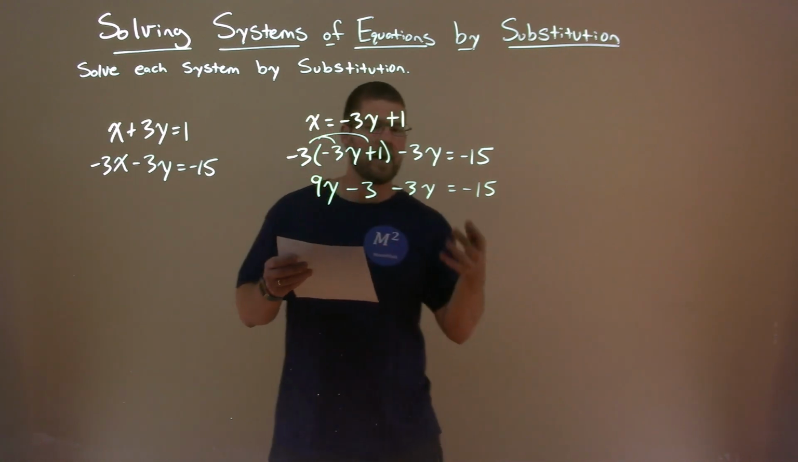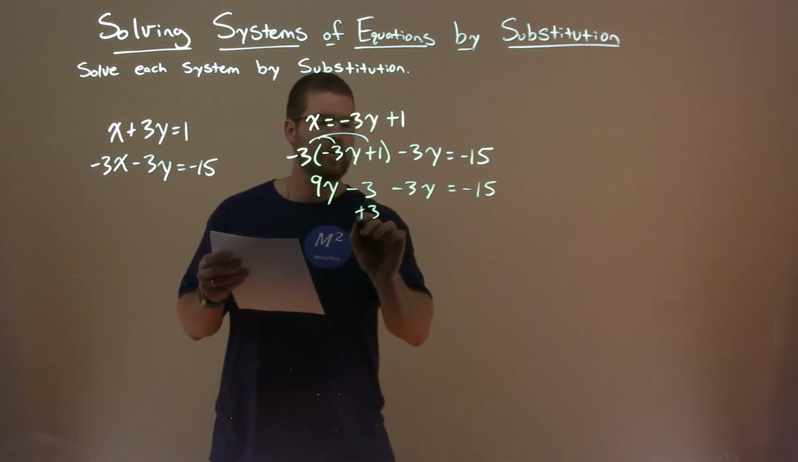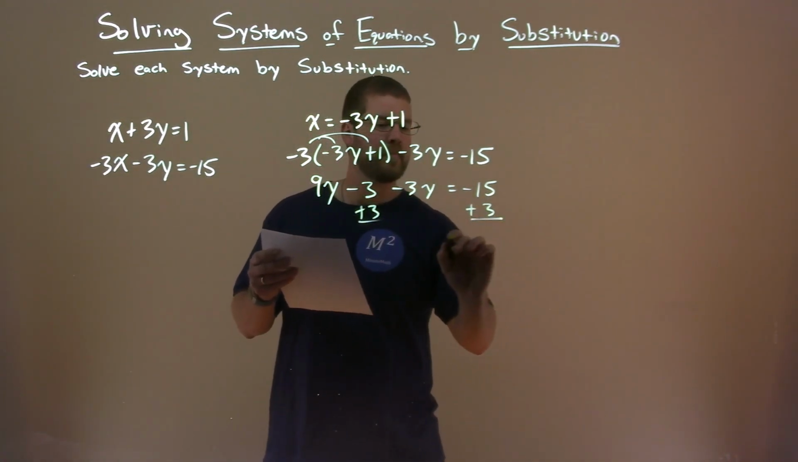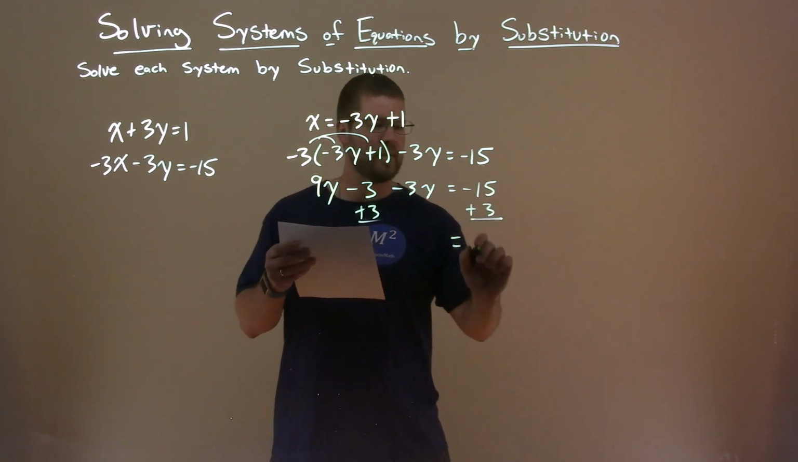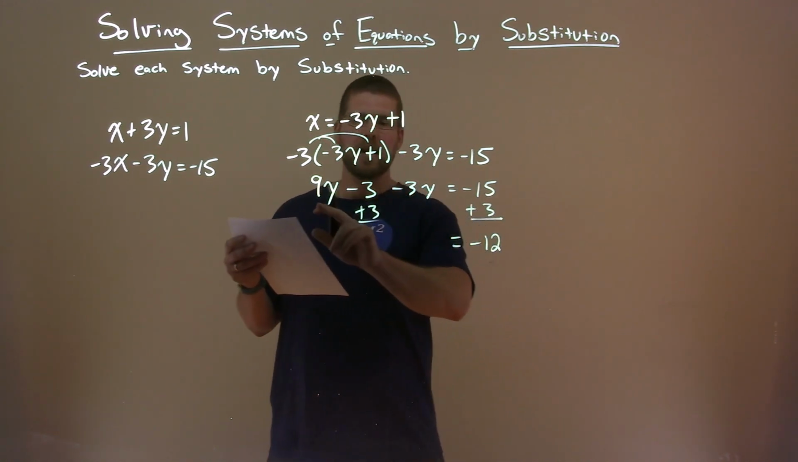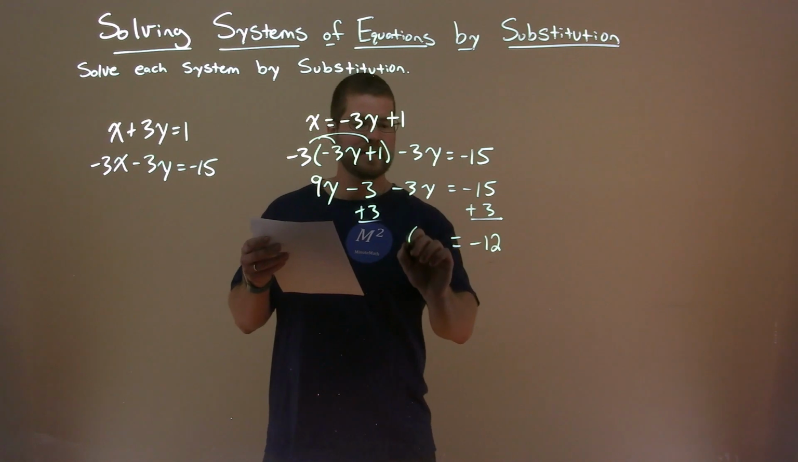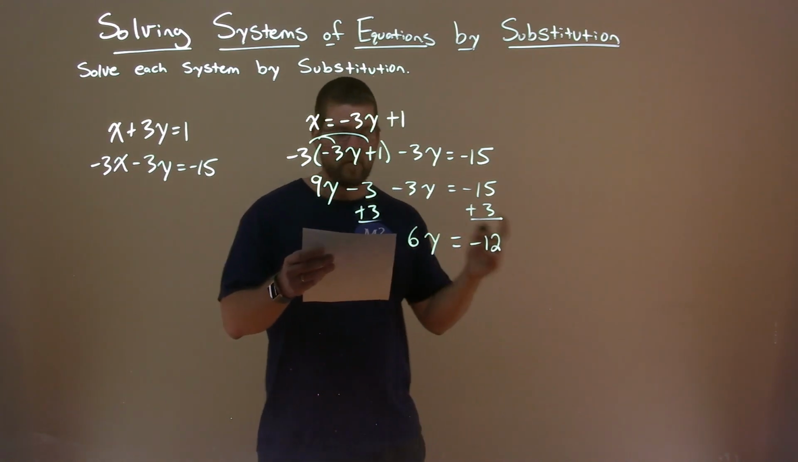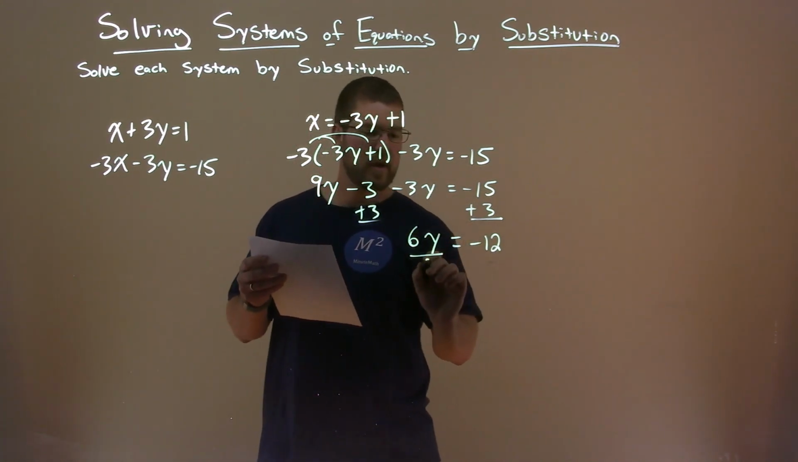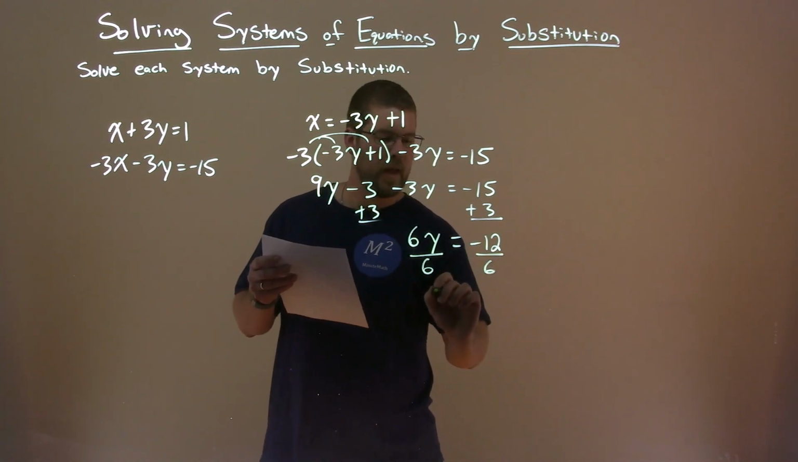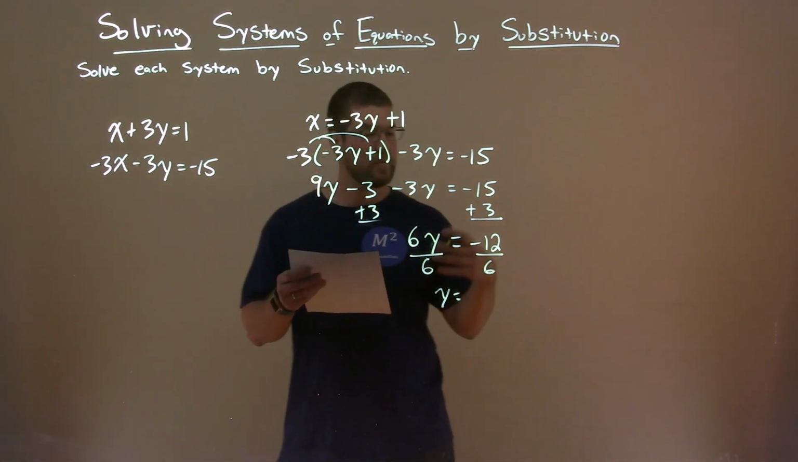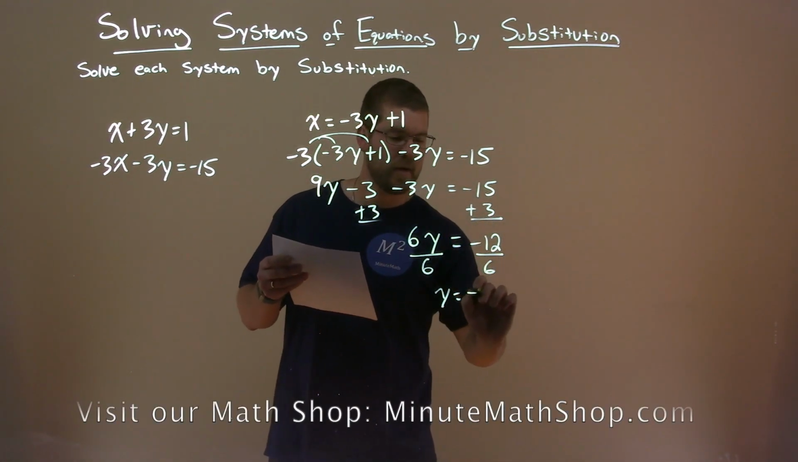Well, now we want to combine our like terms. So we add 3 to both sides. Negative 15 plus 3 is a negative 12. 9y minus 3y is 6y. From there, I want to divide both sides by 6. And we're left with y by itself equals negative 12 divided by 6, which is minus 2.